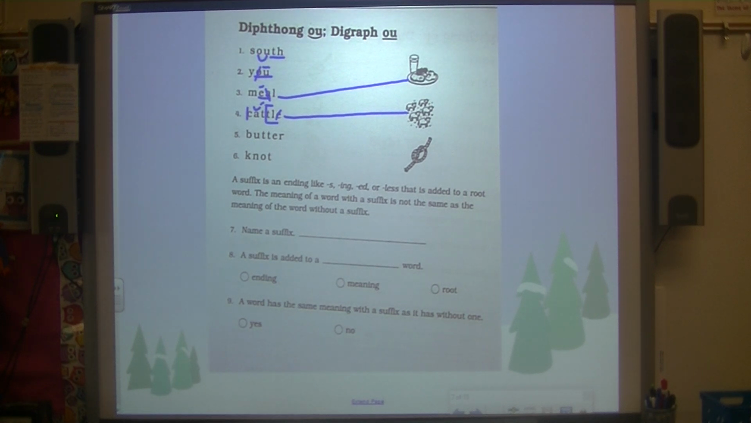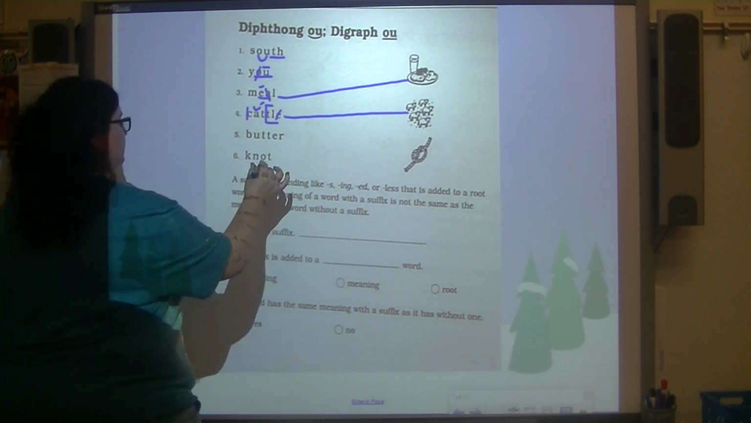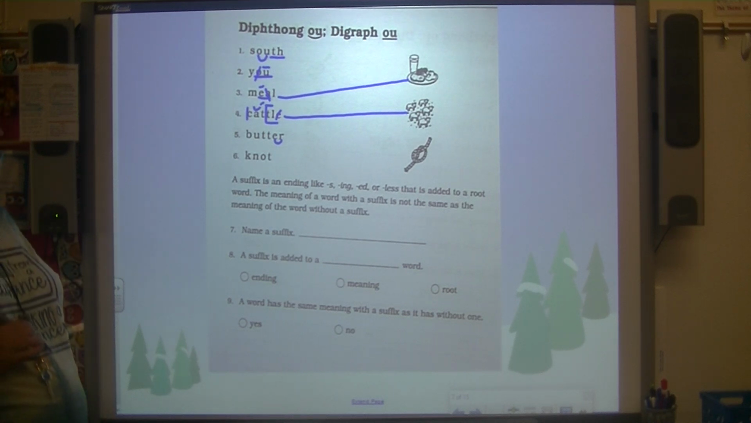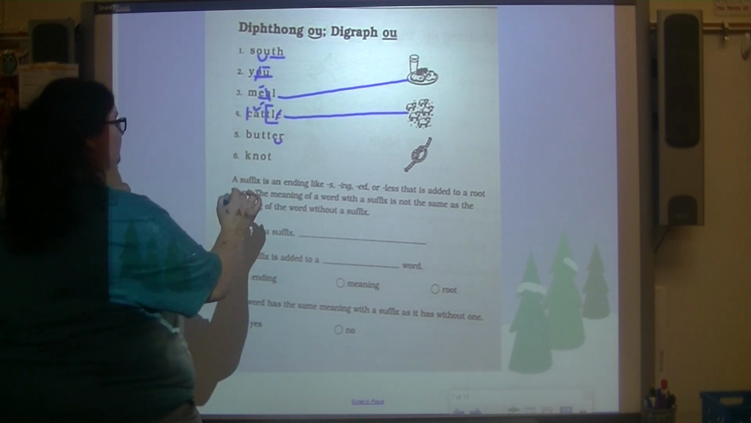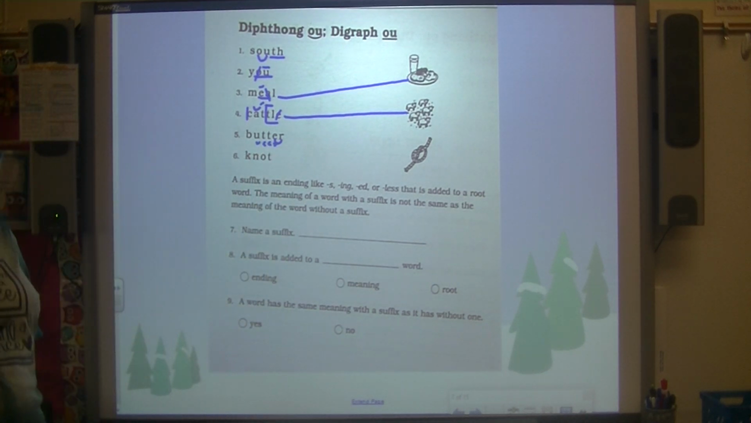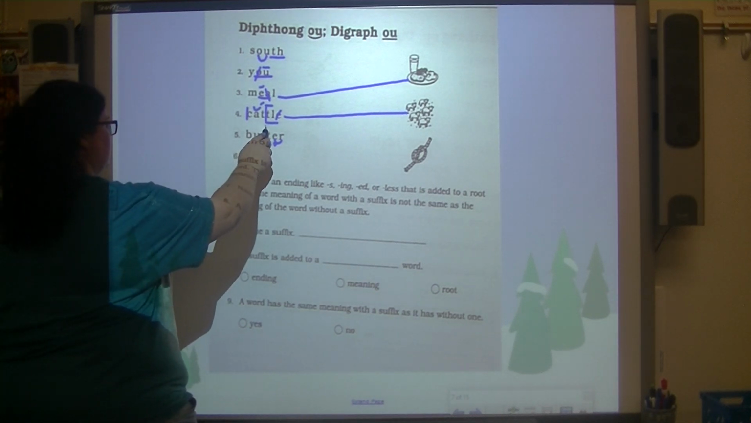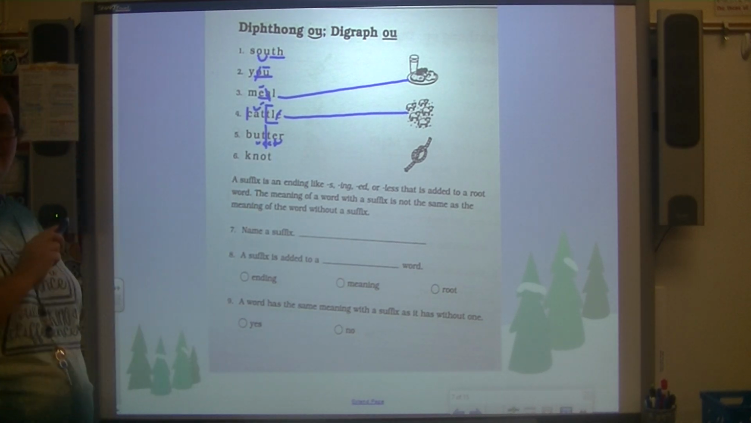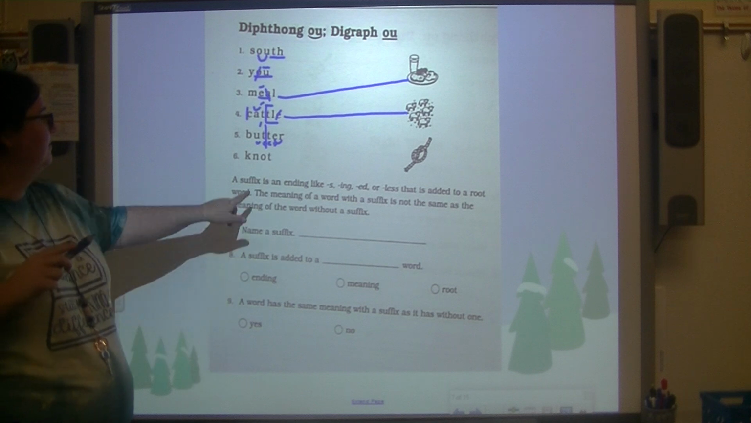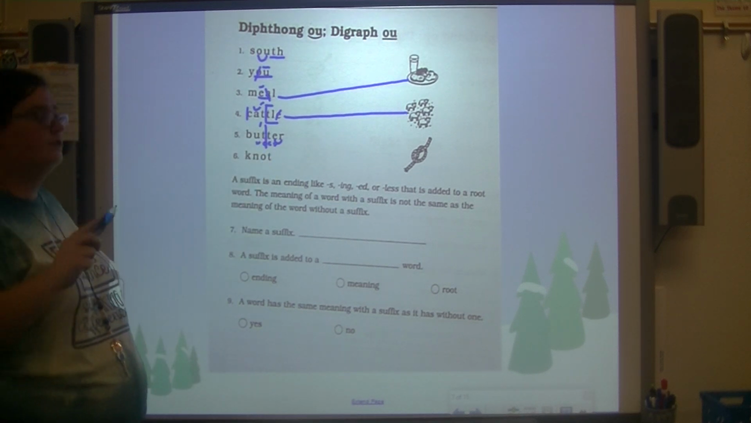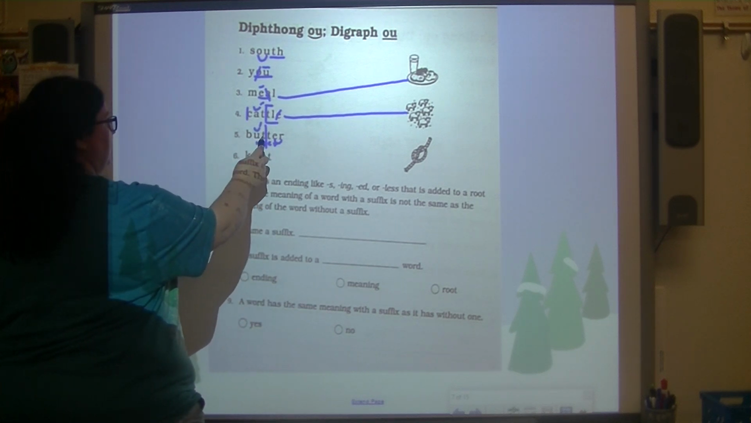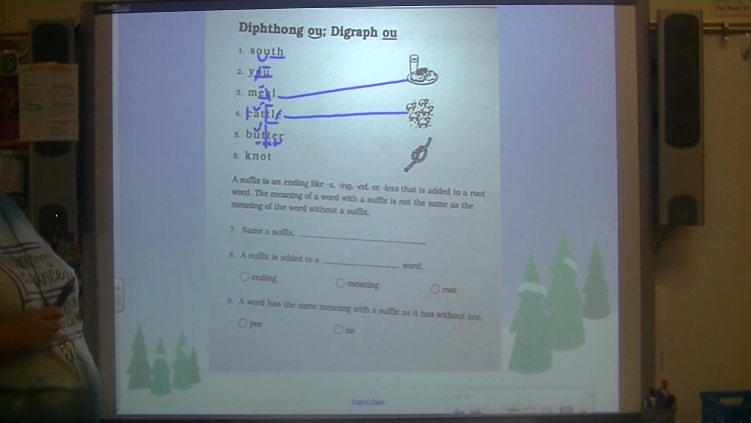Number 5. R-controlled combination ER. Now what do you see? You've got 2 vowels. So we have vowel, consonant, consonant, vowel. Where do we divide? Between our 2 consonants. Accent is on the first syllable. Vowel followed by a consonant is short. Butter. What word? Butter.